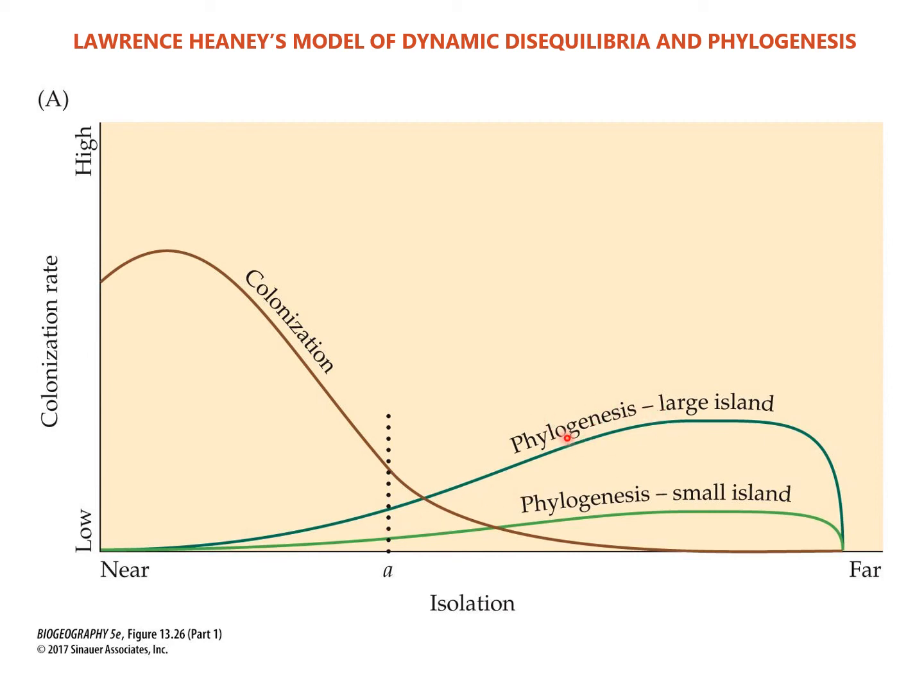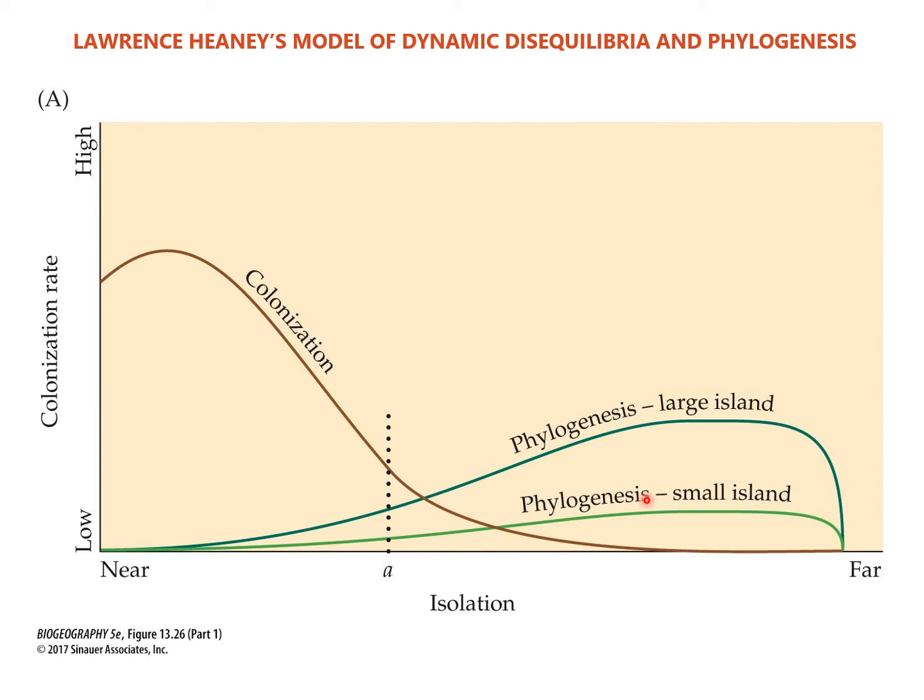And basically you can think of that as speciation. So evolution of new species is going to occur. And so it's a different sort of relationship. As isolation increases, you get an increase in phylogenesis. The increase is larger for large islands than it is on small islands. But again, this doesn't really explain why this would be the case.